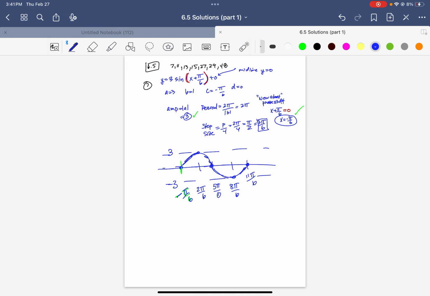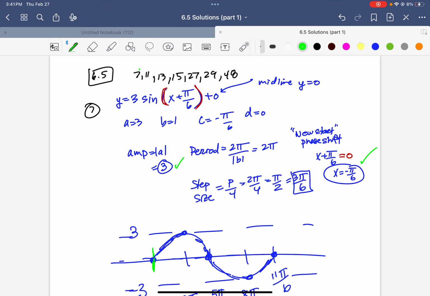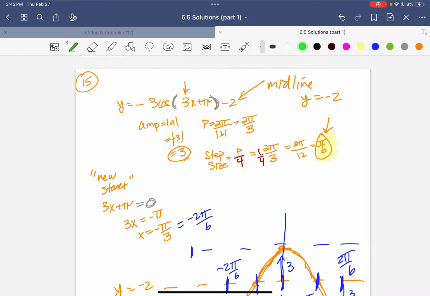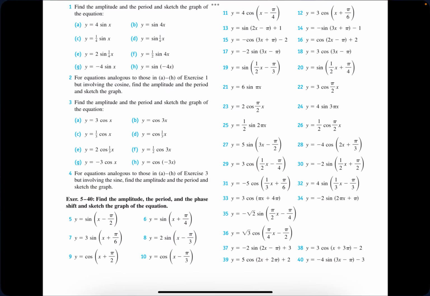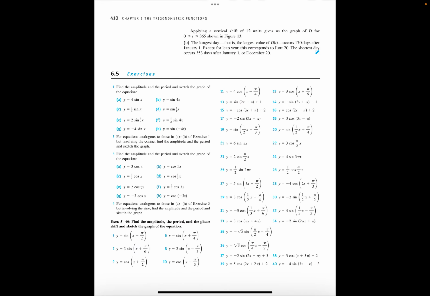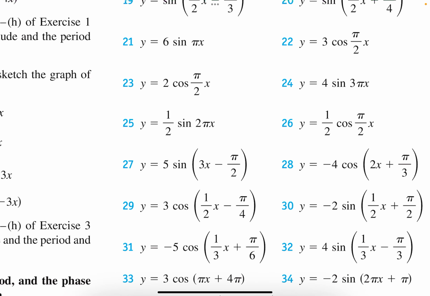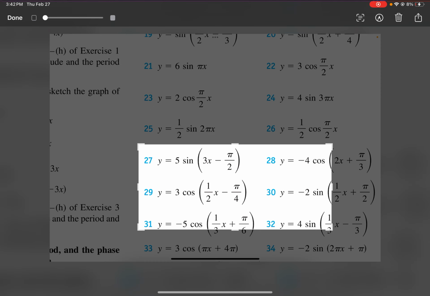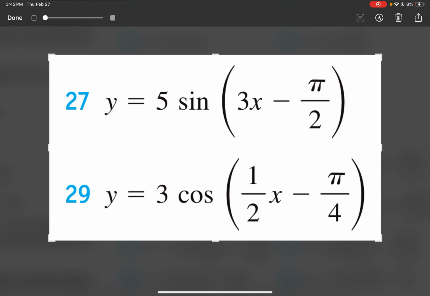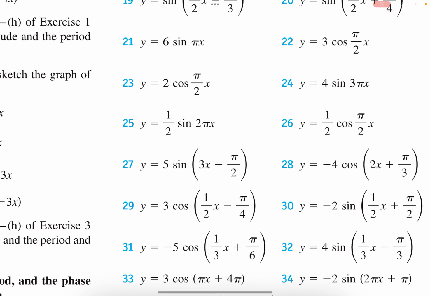Then if we go back and look, we wanted to do 27, 29, and 48. So let's do 27, and then 29. So I'll just take a picture of both of those. So 27 and 29, done. So done, copy and delete.